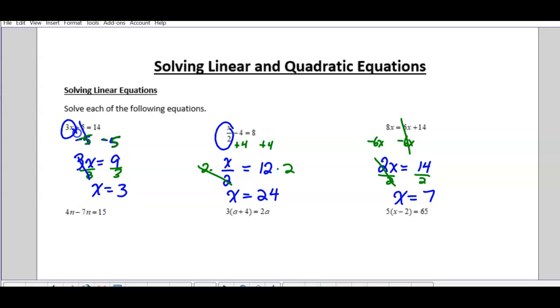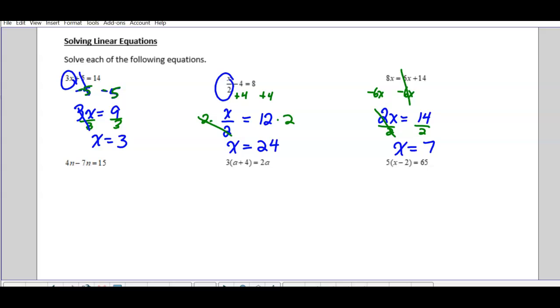So that's more than one term with x. Next one, same thing. 2 terms with n in this case. They're on the same side, so just collect like terms to start. So negative 3n. And then you're dividing by a negative. So just remember your integer rules. That divides out. So 15 divided by negative 3 is negative 5. Now.